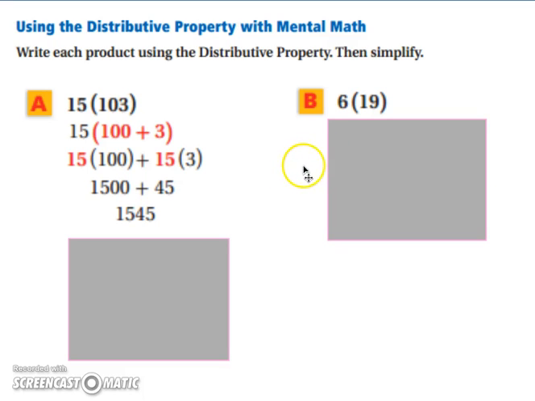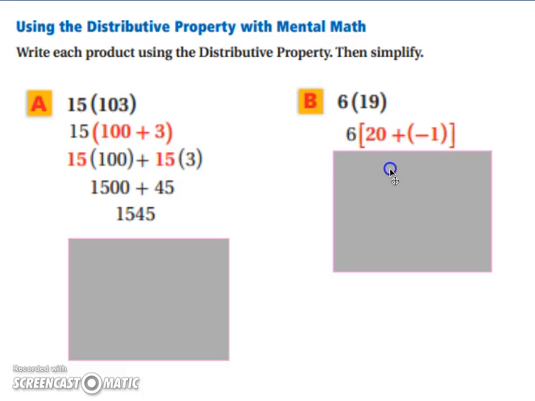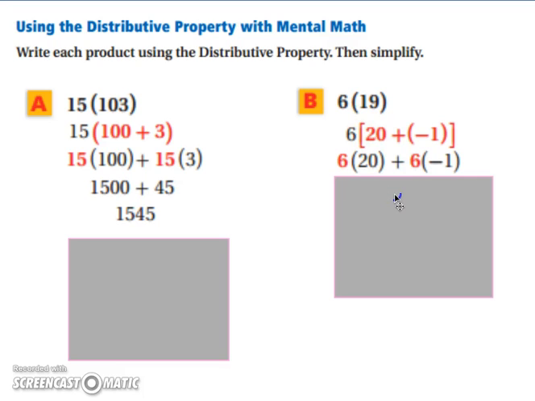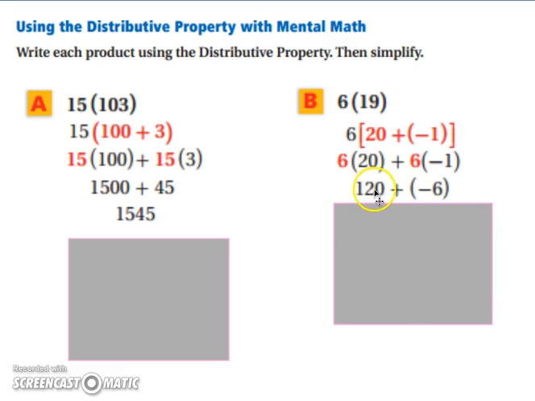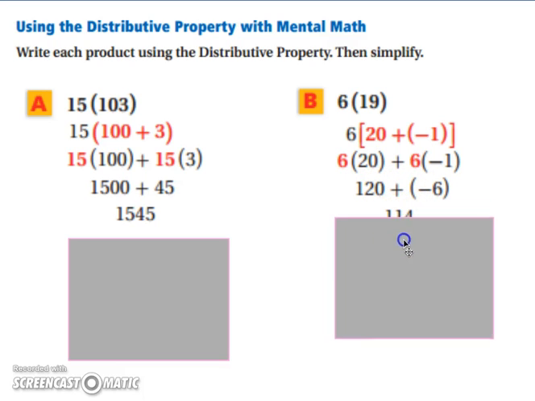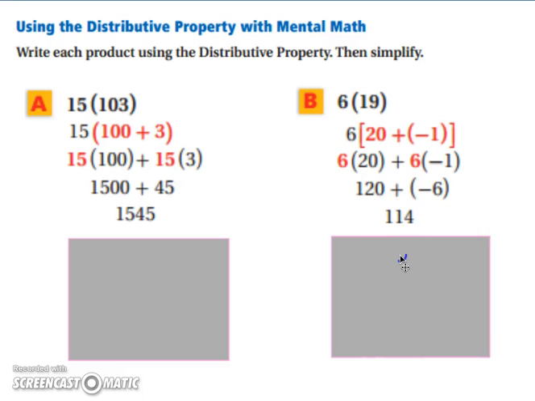Now that you've had a chance to try it with B, did you find it difficult to try to use addition with this one? Subtraction might have been the best way to go, because 19 is really close to 20. So we can go 6 times 20 minus 1, because 20 plus negative 1 is 19. Now we can distribute, so we have 6 times 20 and 6 times negative 1. 6 times 20 is 120 plus negative 6, so 114. Much easier to have it split up than to try to do 6 times 19 off the top of your head.